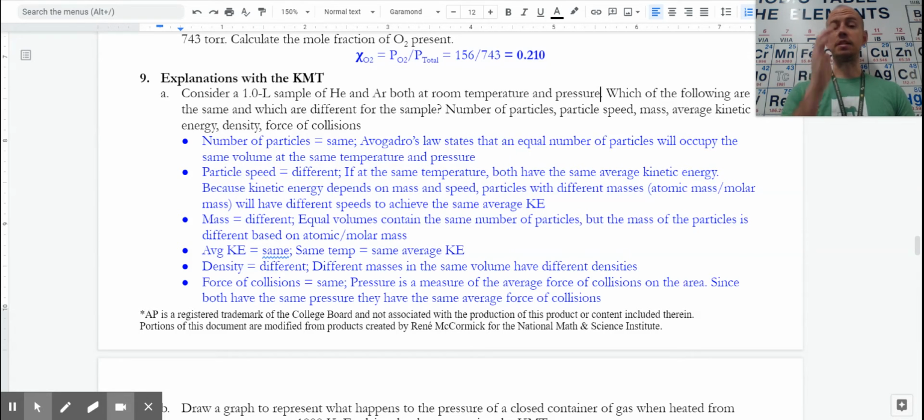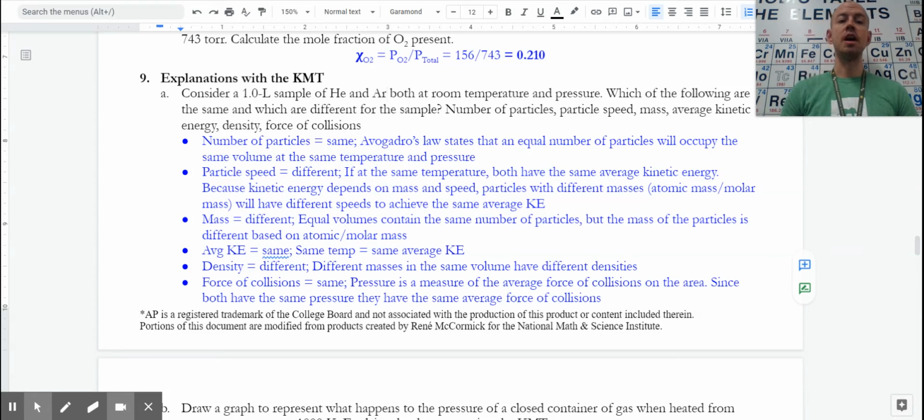So because the temperature and kinetic energy depend on both of those, a different mass, that's an atomic mass or a molar mass, just the mass from the periodic table, would have different speeds. And in this case, it doesn't ask which one's higher or lower, but because helium has less mass, it has to have a higher velocity. Argon with more mass has to have a lower velocity.